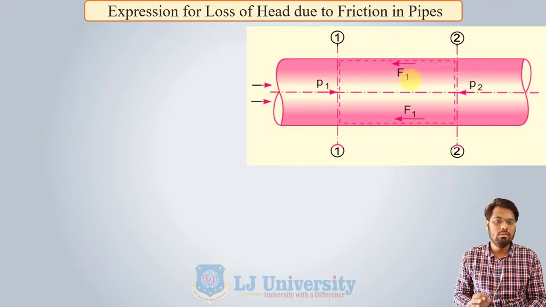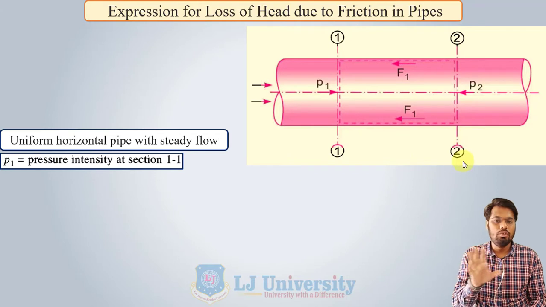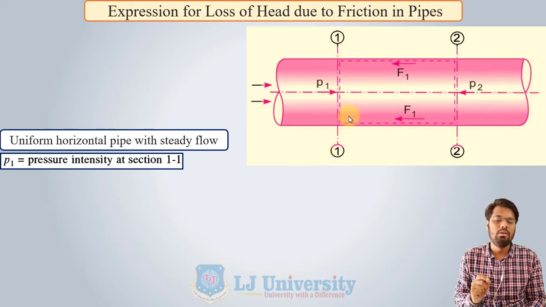Now let's derive the expression for the loss of head due to the friction. Suppose we have this kind of pipe of constant diameter. Pressure is going to enter from this side and exit from this side. So, this is cross section 1 and this is cross section 2. Now, this is a uniform horizontal pipe of steady flow. P1 is the pressure intensity at section 1. This is P1, the pressure intensity at this section.